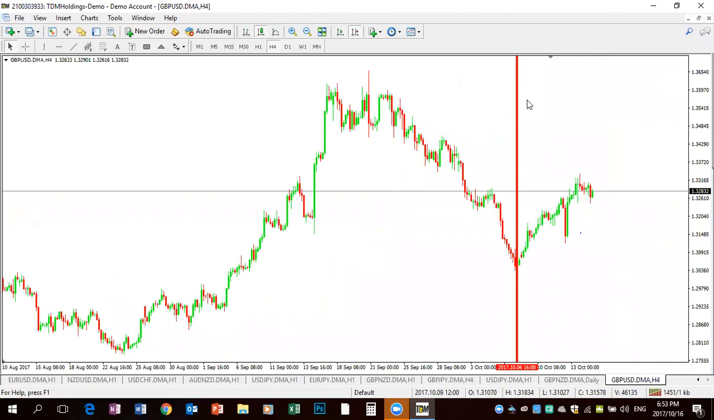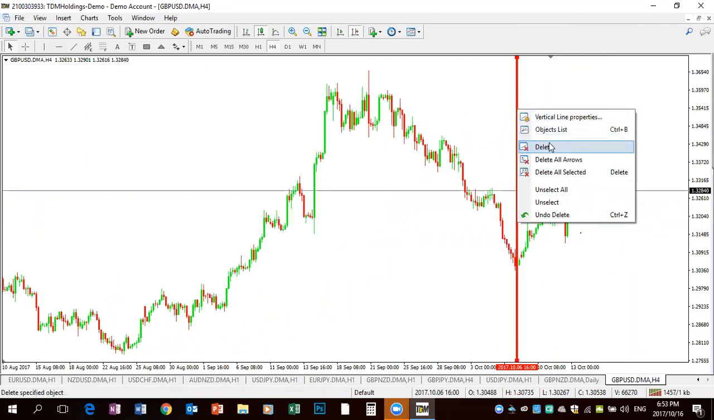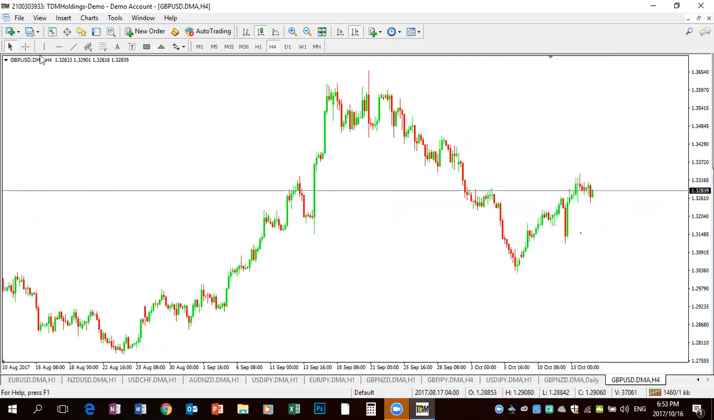Now, the question will be, how do I take out my vertical line? You double click and you'll see these two bars down and up there. Then you right click and delete. Or alternatively, you can just press backspace. Can you see? Backspace, backspace, and all my vertical lines that are showing me the date will disappear.